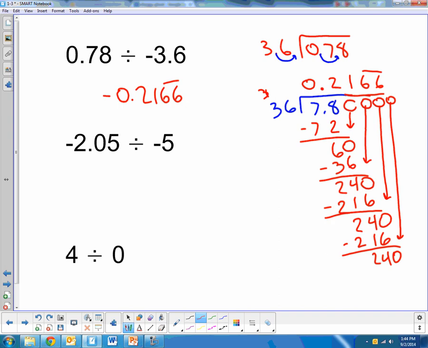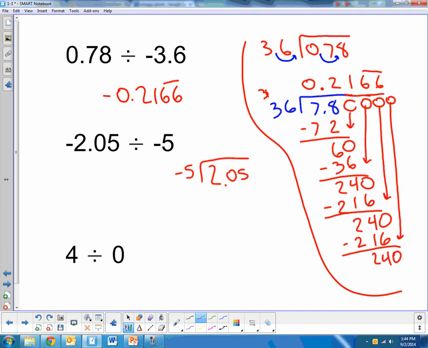Next one, negative 2.05 divided by negative 5. So again, give myself a little bit of room here. We're going to set it up. The first number goes inside. Second number goes outside. I'm actually going to get rid of that negative for now, just so I don't get confused. And we've got a division problem. I already have a whole number. Don't have to worry about the decimals then.